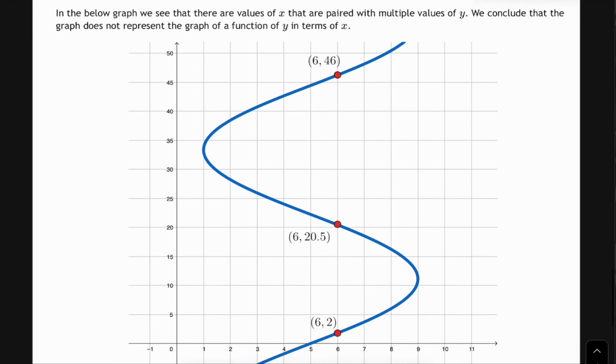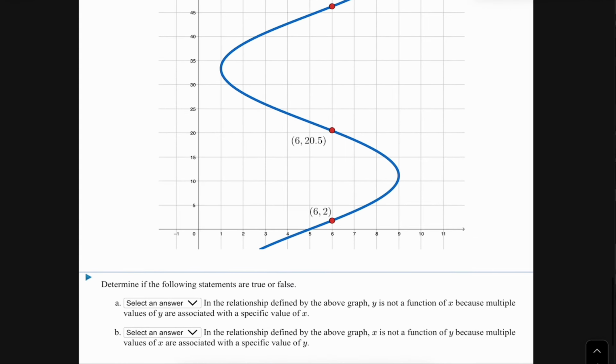And then here we have a graph, and it says, determine if the following statements are true or false. In the relationship defined above by the graph, y is not a function of x because multiple values of y are associated with a specific x. That is true. It is not a function. So that one's true. In the relationship defined by the above graph, x is not a function of y because multiple values of x are associated with a specific value of y.